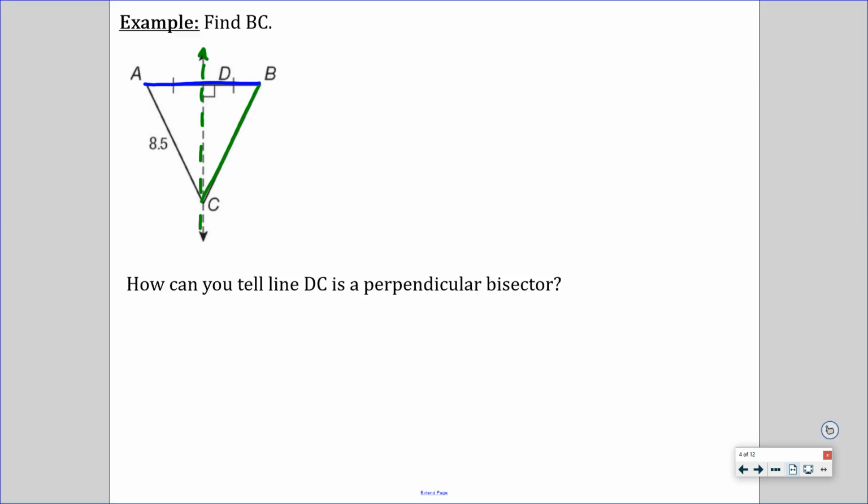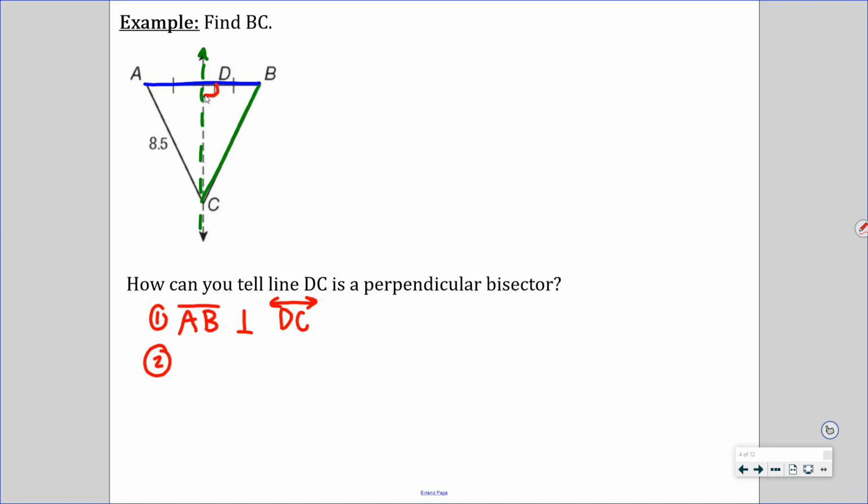It has a right angle, so that meets the first criteria. First, we see that AB, the segments are perpendicular to each other. I guess DC is technically not a segment, it's a line. We know they're perpendicular. Okay, first piece is met. They have to obviously be perpendicular in order to be a perpendicular bisector.